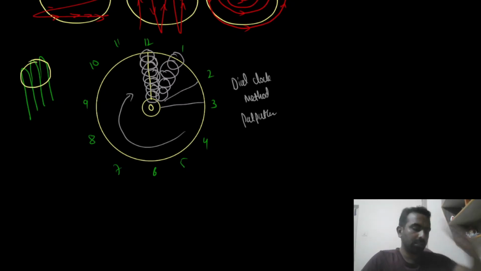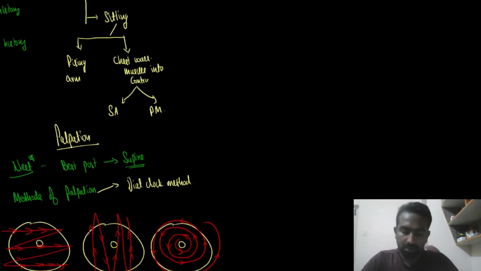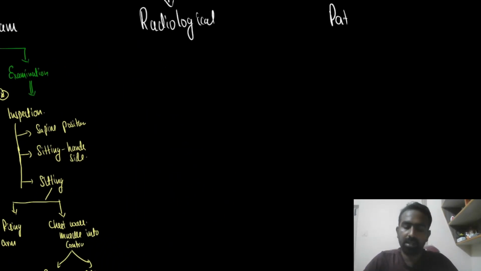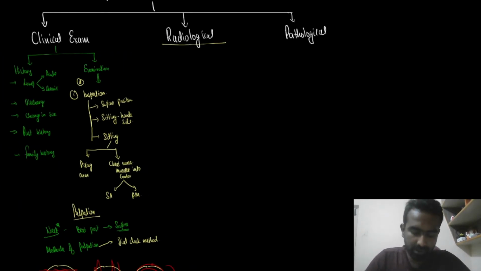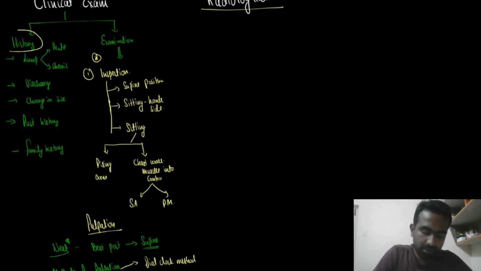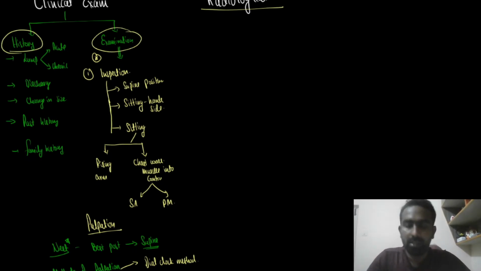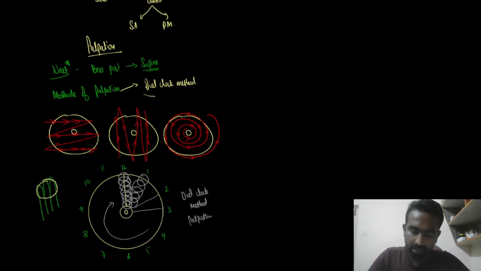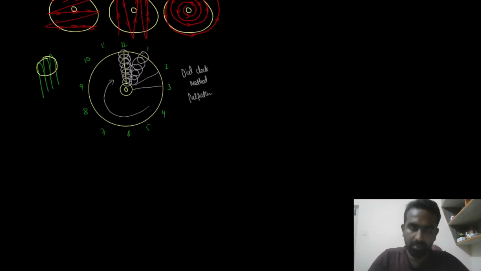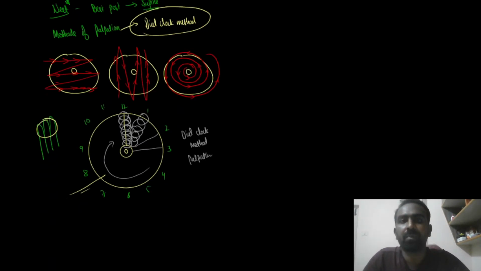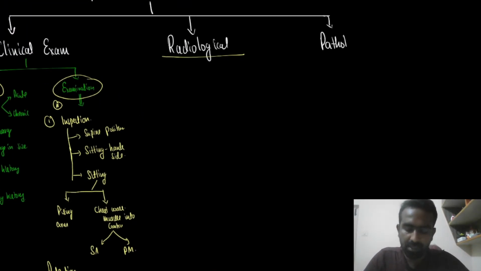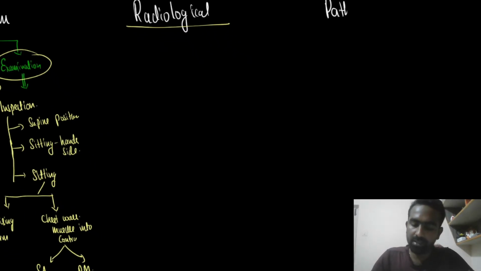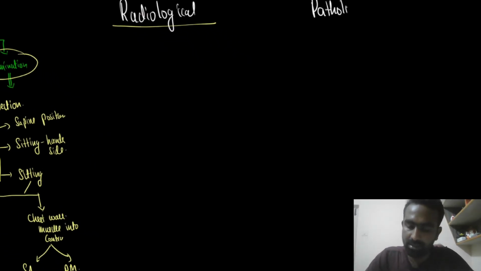Okay, so this is clinical examination. We discussed clinical examination, which is the history and examination part. The best method of palpation is the dial clock method. Please let me know if you have any doubts in the chat box. Now we'll discuss the radiological examination.